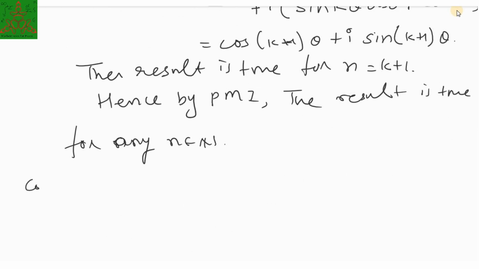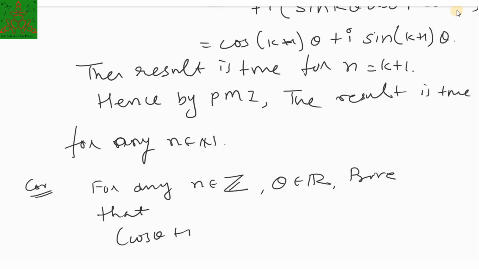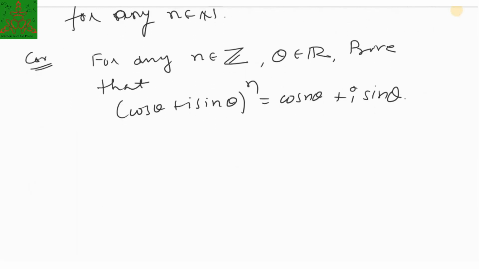As a corollary of this result, we can say that it is also true for integers. That means for any n belongs to Z and theta belongs to R, prove that (cos theta plus i sin theta) power n is equal to cos n theta plus i sin n theta. So for integers also this result is true, that we are trying to prove.